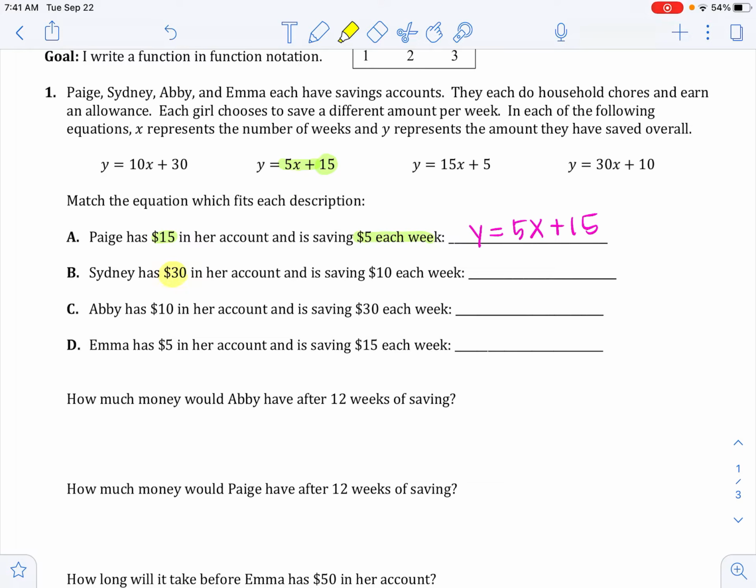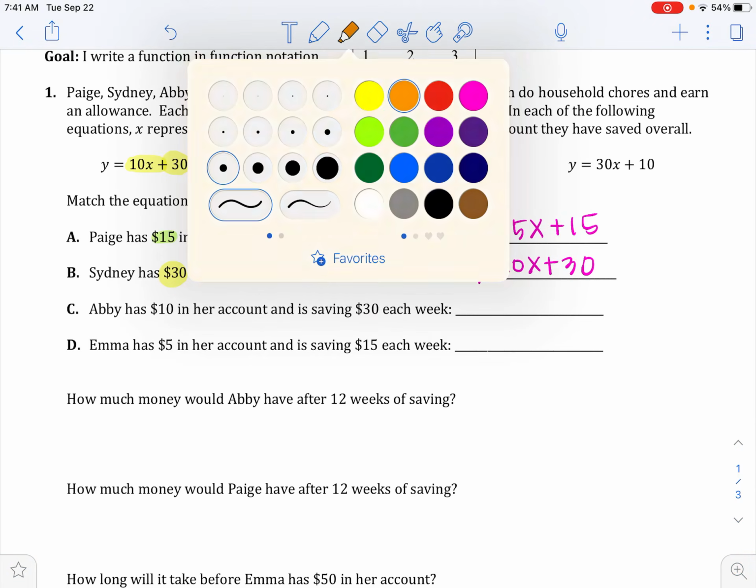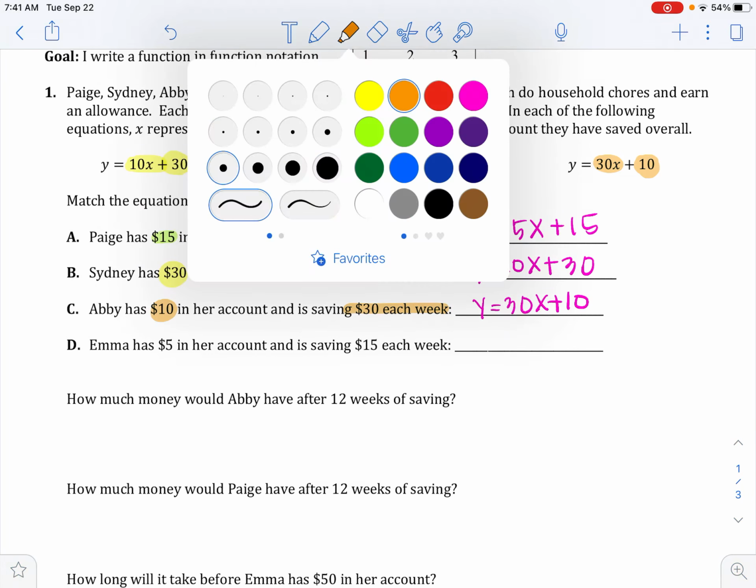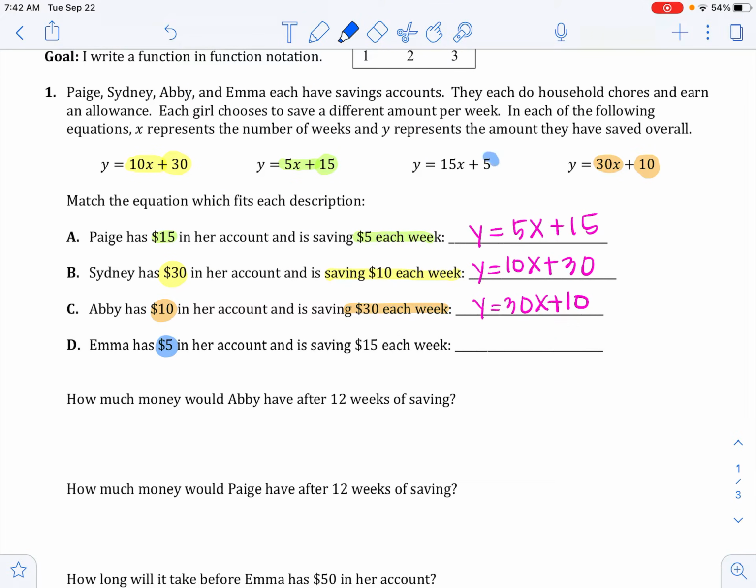All right, the next one. Sydney has $30 in her account and is saving $10 each week. So she has $30 and she's saving $10 each week. So that's y equals 10x plus 30. The next one. Abby has $10 in her account, and she's saving $30 each week. y equals 30x plus 10. And then obviously by process of elimination, we know what the last one is, but let's just make sure. Emma has $5 in her account, and she's saving $15 each week.